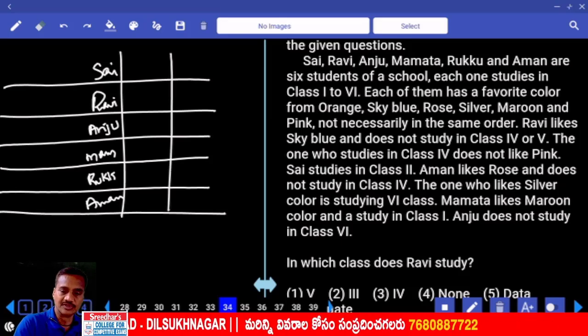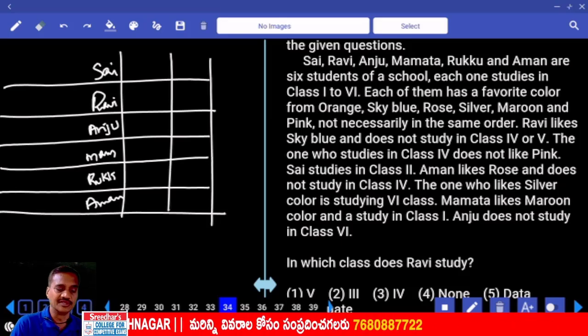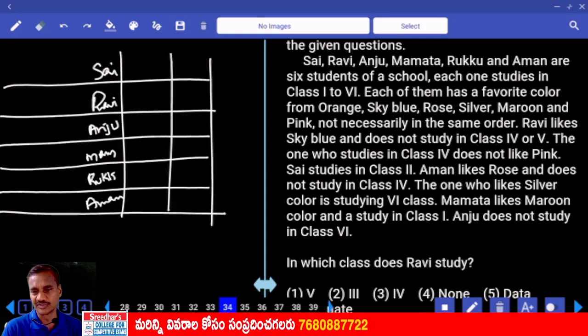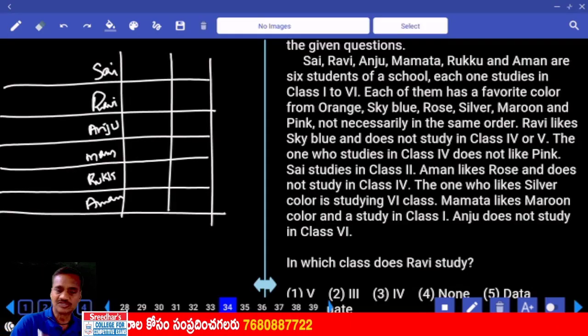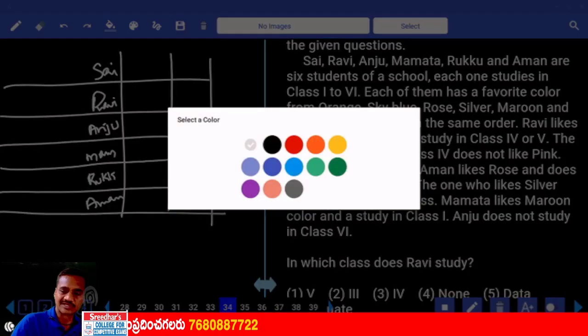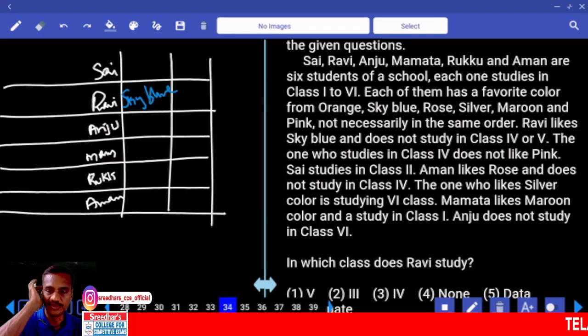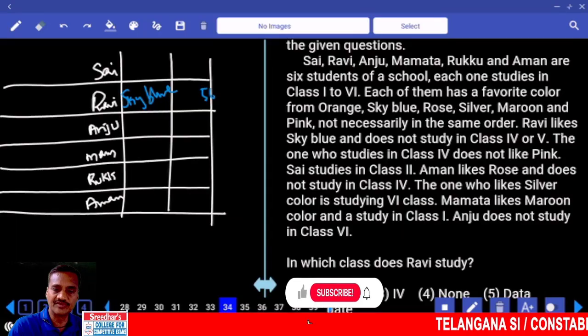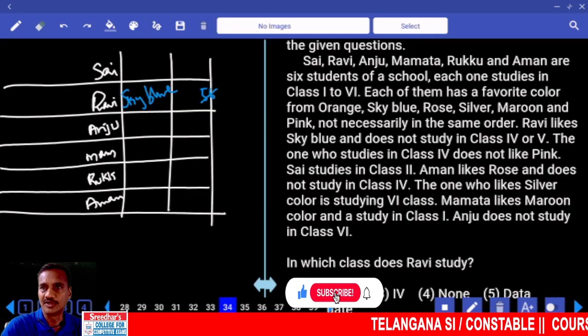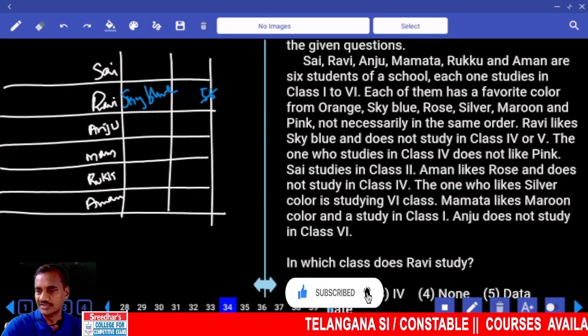Two-parameter distribution. Now we need to find out the class and the color they like. Coming to the first one, Ravi likes sky blue and does not study in 5 or 6. Now 5 and 6 are ruled out. Not this, does not study 5 and 6.